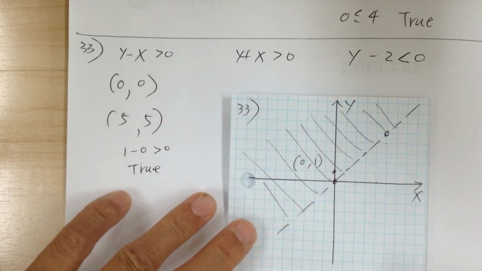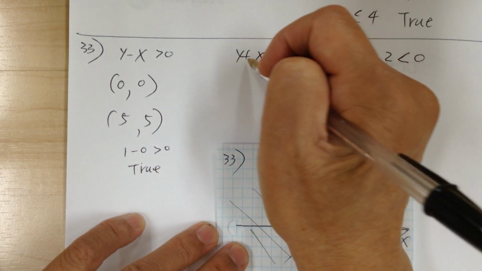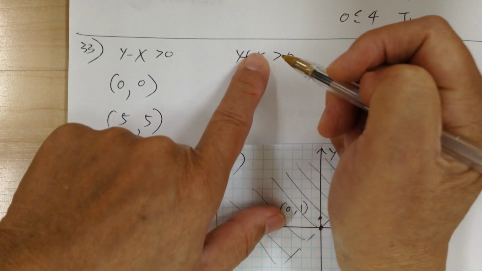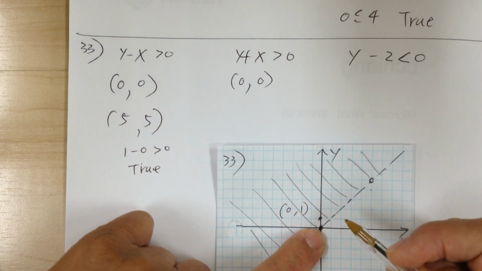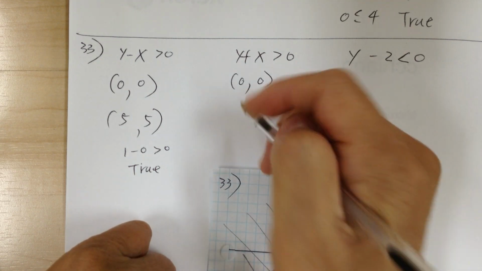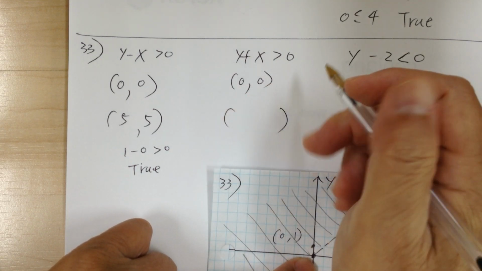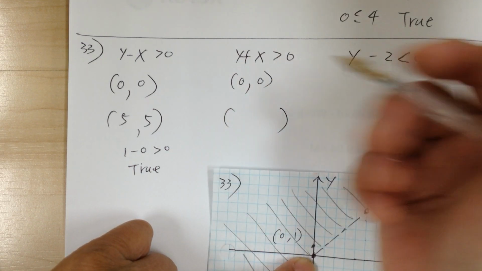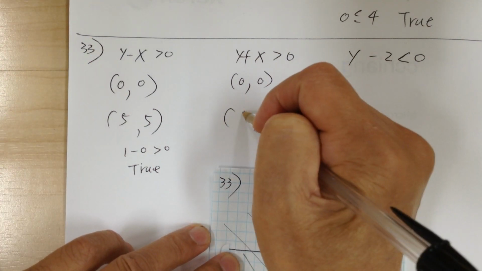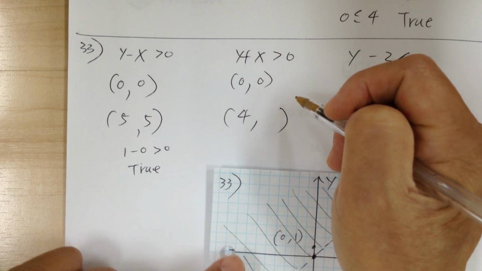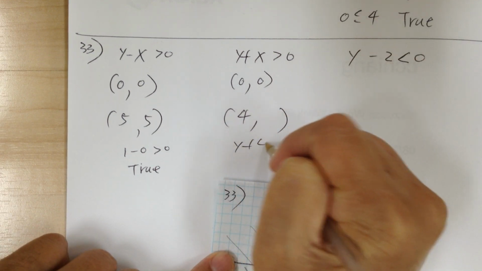Okay, now let's go and do this one. Again, if you let x equal to 0, then y will equal to 0. So you run into the same problem. You only have one point. Then you're going to choose another point. So if you let x equal to another random point, so that y equal to 4, then you're going to get y plus 4 equal to 0.